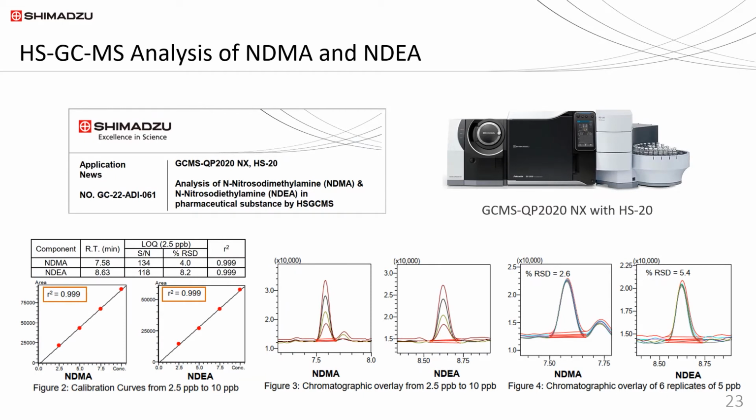For headspace analysis of NDMA and NDEA, the QP2020 NX coupled to our headspace HS20 system is a perfect combination to meet FDA's requirement. For calibration curve of standard within the range of 2.5 ppb to 10 ppb, this system can achieve excellent linearity of 0.999. The overlaid SIM chromatograms of various concentrations showed good sensitivity for NDMA and NDEA. Excellent repeatability is also observed for the analysis, with RSD less than 10% over 6 injections.